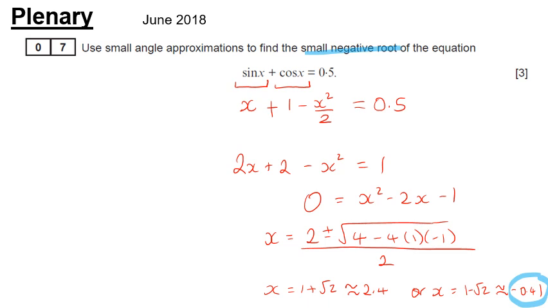So that's all it is really for small angle approximations. It's only a tiny little topic. You won't find lots of past paper questions on it because it wasn't in the old spec exams. You might find some in the new spec exams.